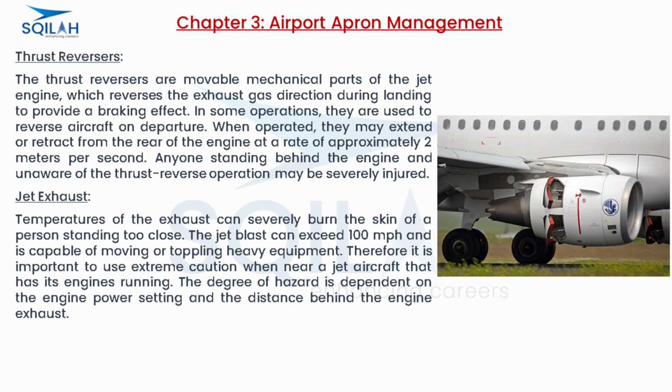Thrust reversers. The thrust reversers are movable mechanical parts of the jet engine, which reverse the exhaust gas direction during landing to provide a braking effect. In some operations, they are used to reverse aircraft on departure. When operated, they may extend or retract from the rear of the engine at a rate of approximately 2 meters per second. Anyone standing behind the engine and unaware of the thrust reverse operation may be severely injured.